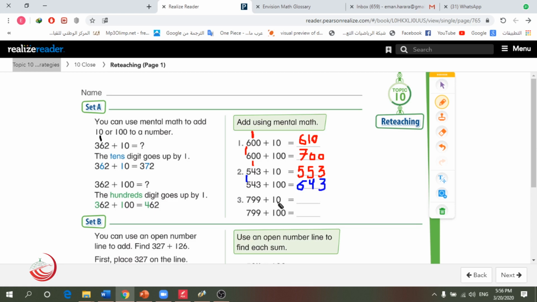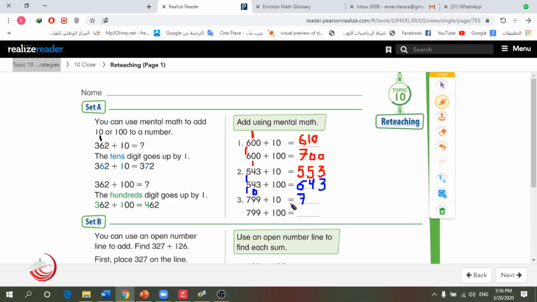Now 799 plus 10. Where are the tens here? Who can tell me? I can hear all of your voices. So where's the tens here? The 9. So I will keep the 7, which is the hundreds, the same. And I will write the tens. 1 plus 9 equals what? 1 plus 9 equals 10. So I will put the 0 here, and the 1 I should put it here.